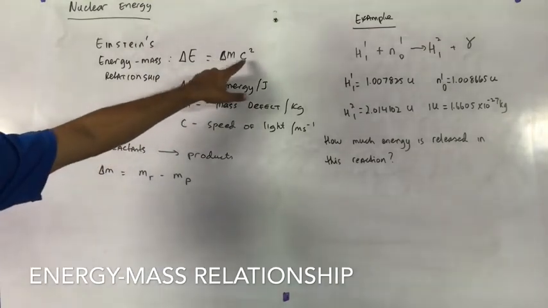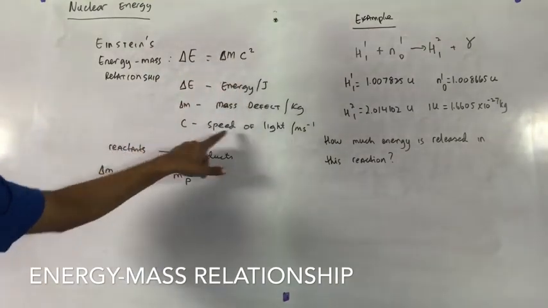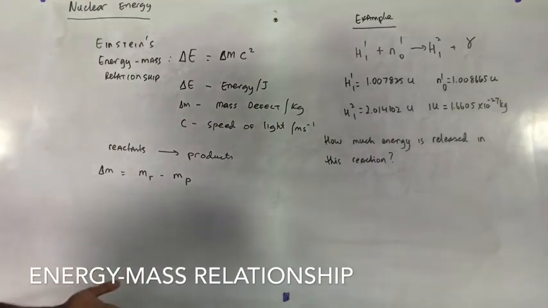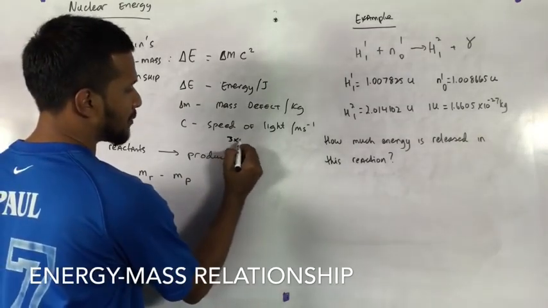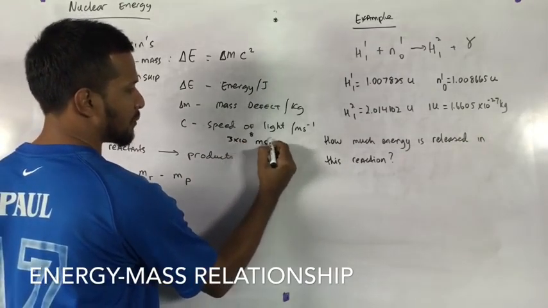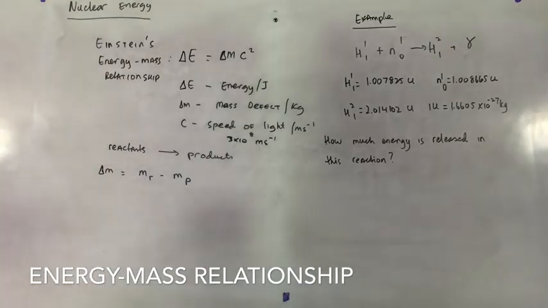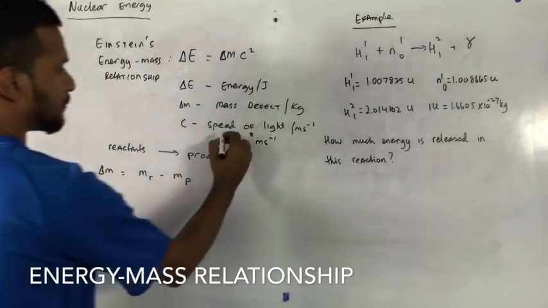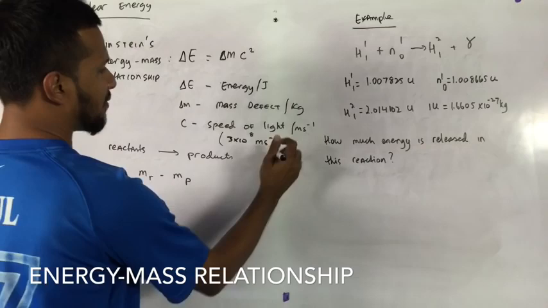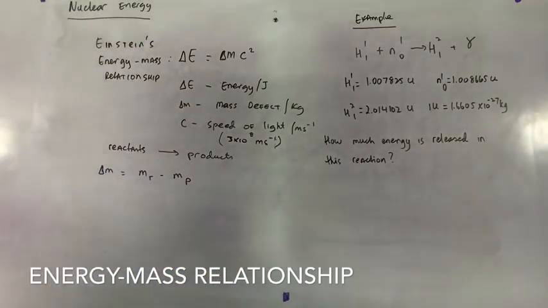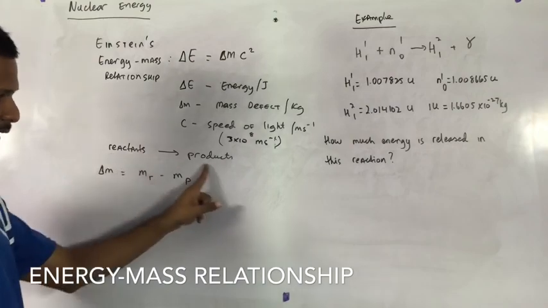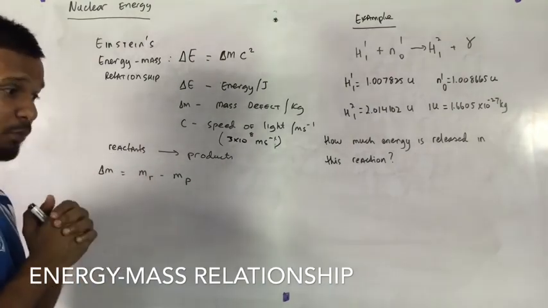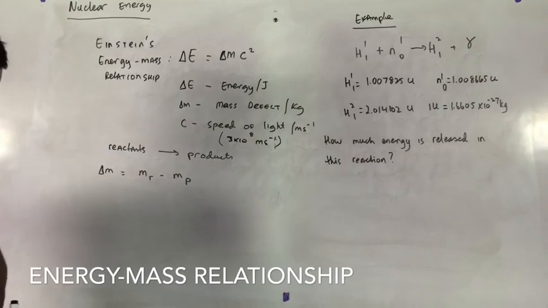How do we find it? Well, we all know c. c is the speed of light, and the speed of light is what? Alright, 3 by 10 to the power of 8. Remember that? 3 by 10 to the power of 8 meters per second. So we have the speed of light, and we have to find our mass defect. What is mass defect? Mass defect is the difference in mass of the reactants and the products. It's always a very, very small change in mass during a reaction.